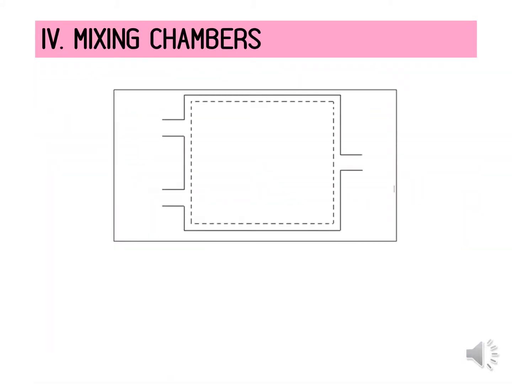Mixing chambers. Okay, mixing chambers have three parts: 1, 2, 3. These two parts are the inlets of the mixing chamber, and this part is the outlet of the mixing chamber.